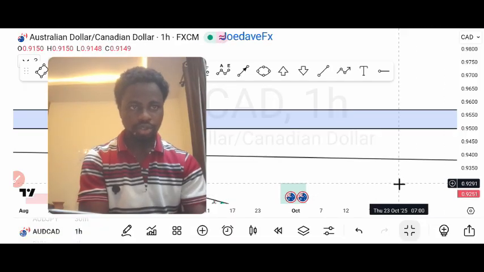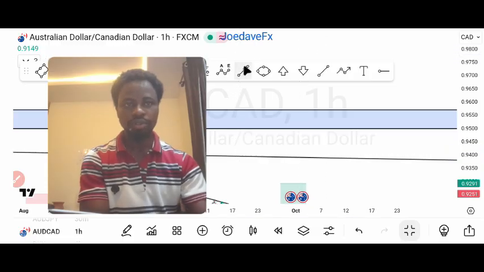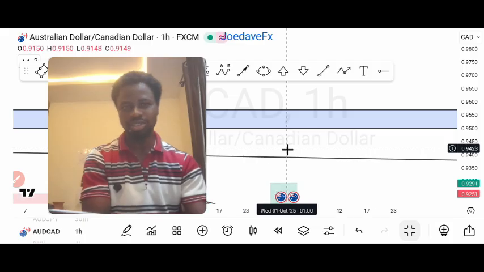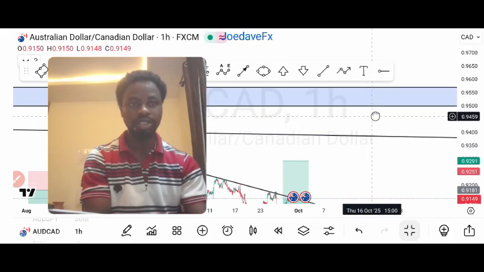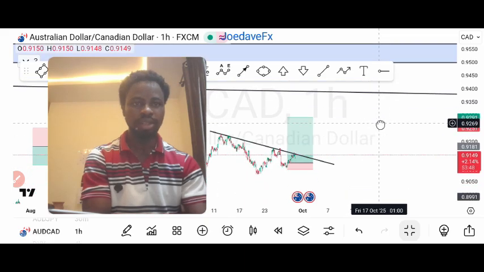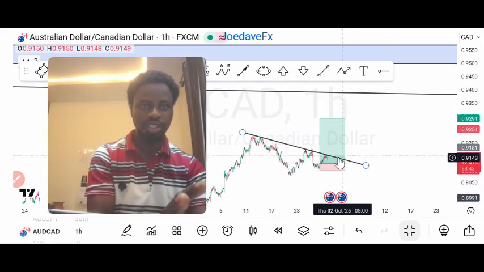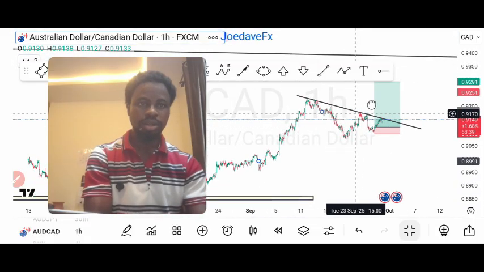Here, as an example to explain this strategy, I'm just going to choose a random pair to explain how to draw your key levels. It works for any pair or anything. For example, this is the AUD CAD chart, and you can see this market is in an uptrend.